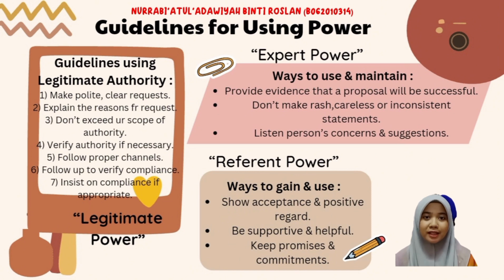So, the first one is legitimate power. It refers to the power to monitor and use the organization's resources in order to accomplish organizational goals. For example, that of a CEO who uses a private jet to travel.